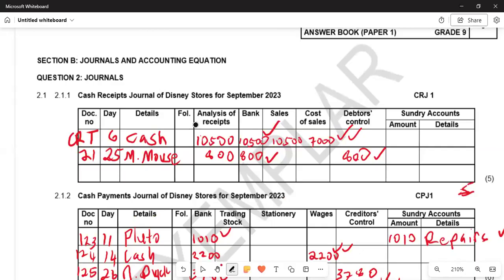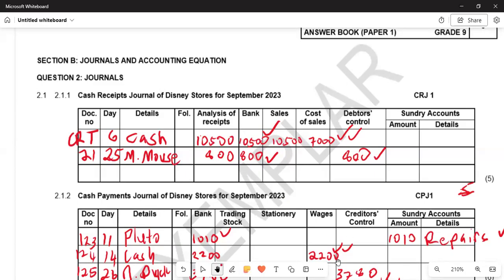There should always be a day of when the transaction took place. Also, we have details. Details is a breakdown of money received. For details, for example, we can talk about customer name or we can talk about payment means.